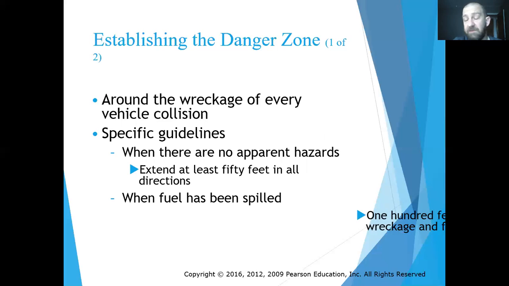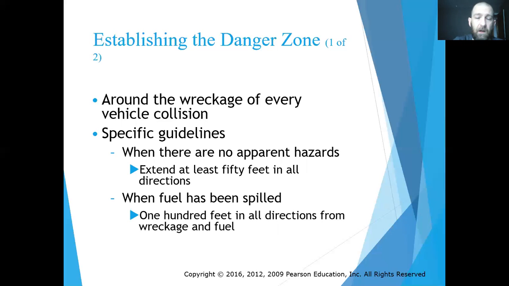When fuel has been spilled, then we want 100 feet in all directions from the wreckage and the fuel. If the fuel is spilling and it's going downhill, then don't park downhill. You don't want gasoline running downhill, and then all of a sudden the gasoline catches on fire and it's running downhill towards your ambulance, that fire there.